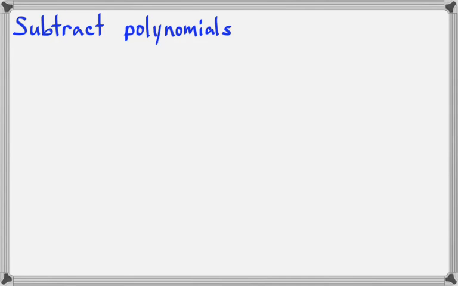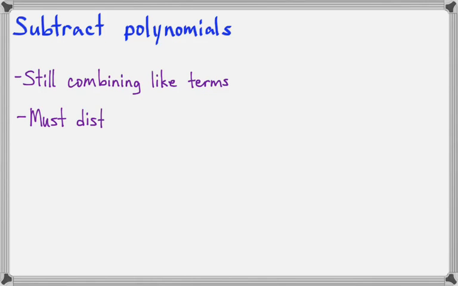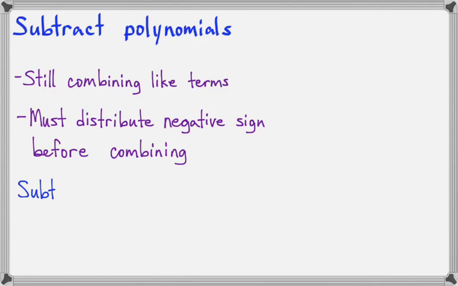In this lesson, we'll look at subtracting polynomials. We've already learned how to add, and now we're going to practice subtracting. We're still just combining like terms, but now we're going to have a negative in front of our second polynomial, and so we'll have to distribute that negative sign before we combine like terms.